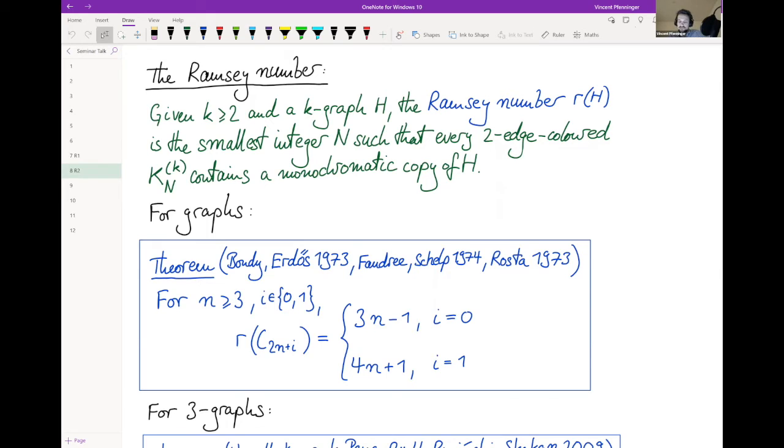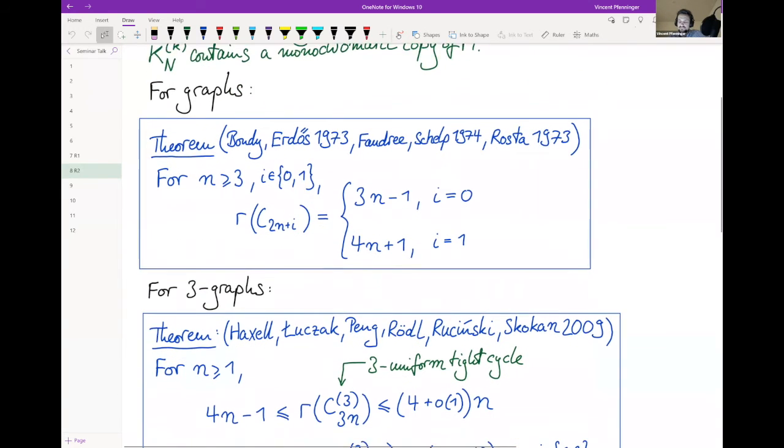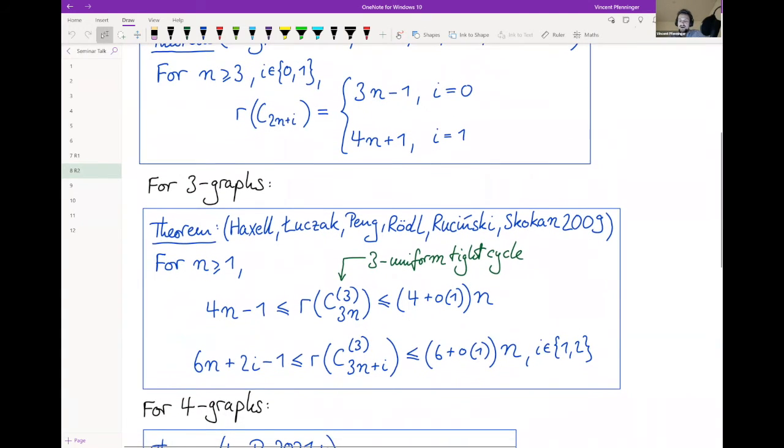And here you have the precise result for that. Okay, and so what about hypergraphs? There's a result by Haxell, Łuczak, Peng, Rödl, Ruciński, and Skokan from 2009, who asymptotically determined the Ramsey number for 3-uniform tight cycles. And again, it depends very much on the parity of the length of the cycle.